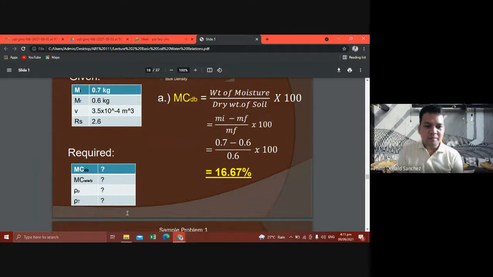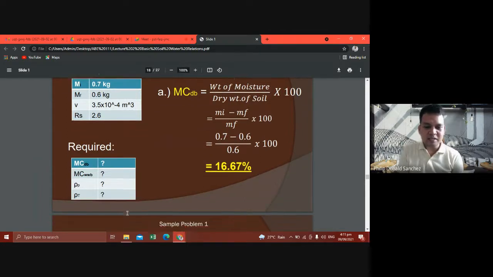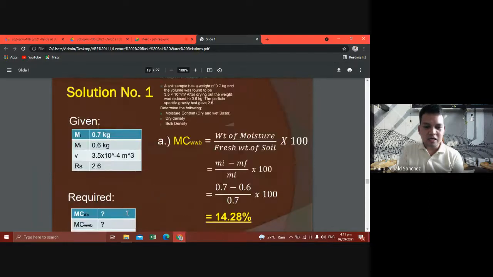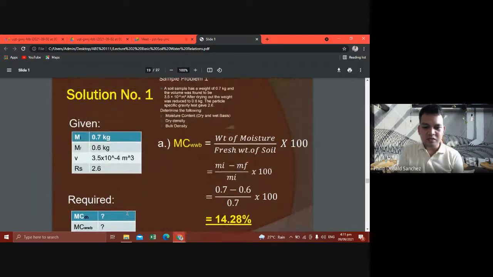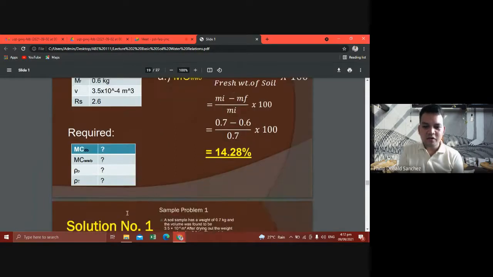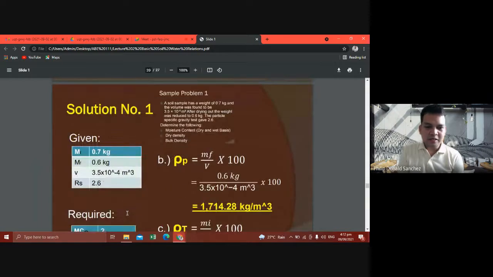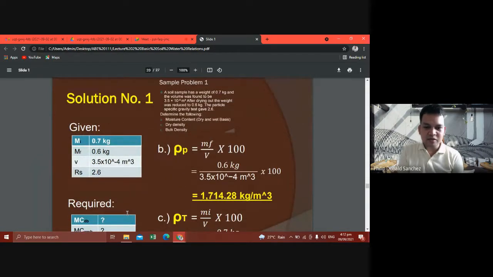So what they ask for now, we have difficulty with wet basis. So we have dry basis. Okay, for wet basis, let's get wet basis. So wet basis is the same, 0.7 minus 0.6 divided by 0.7, which is 14.28. Another thing they will ask for is the particle density, right?